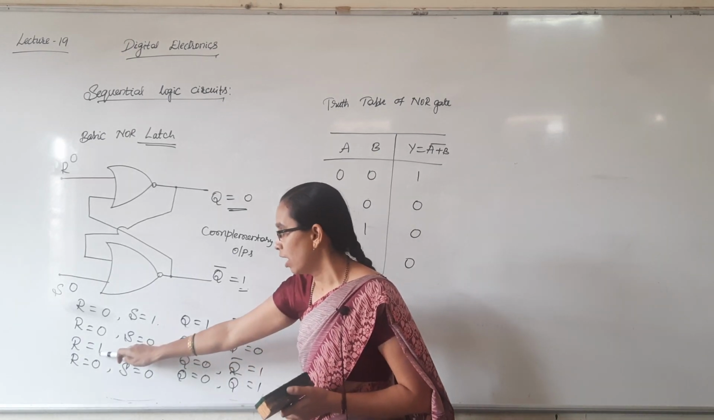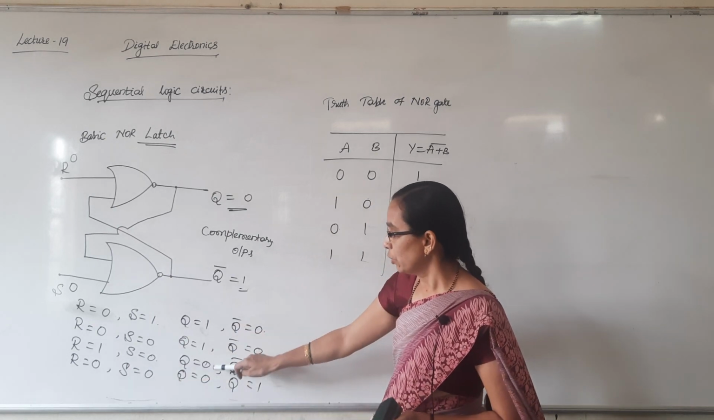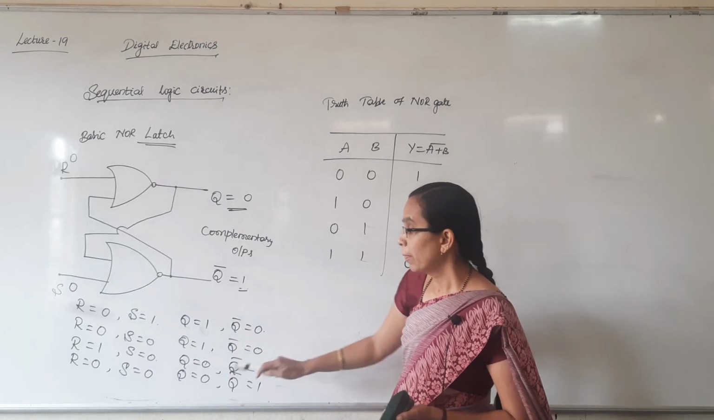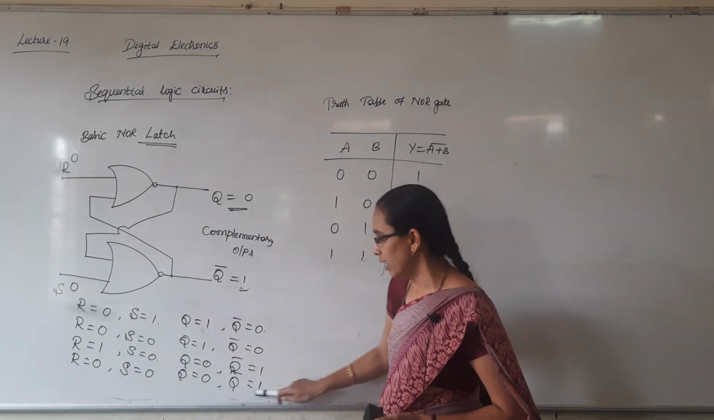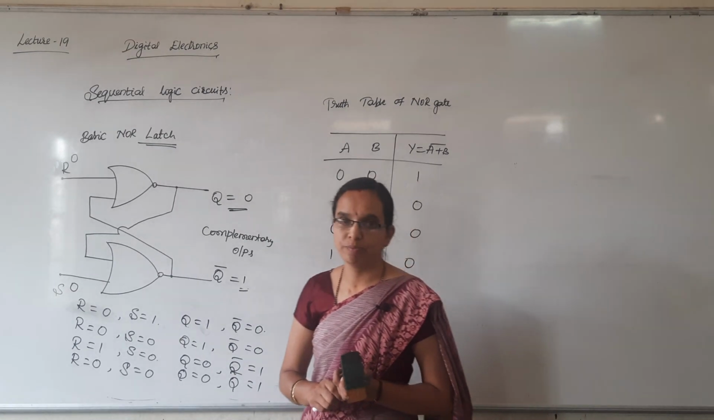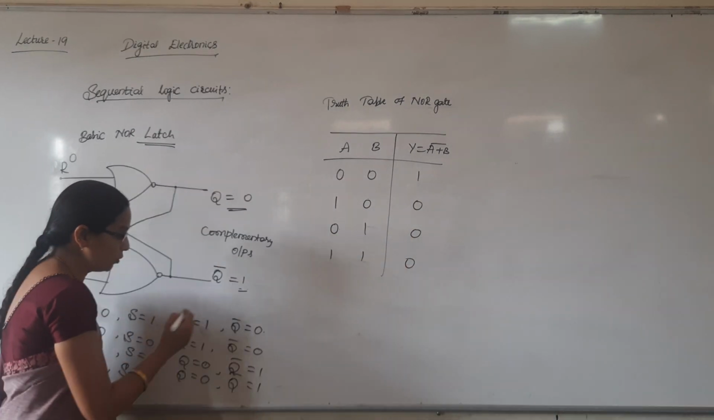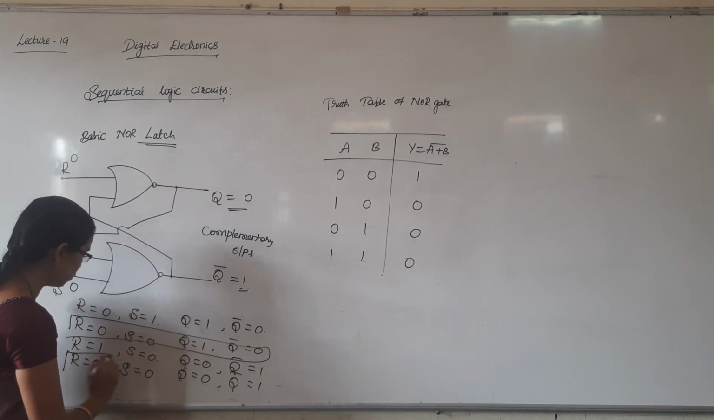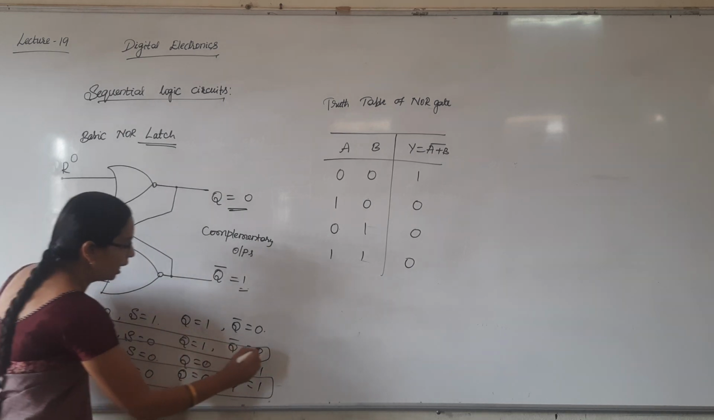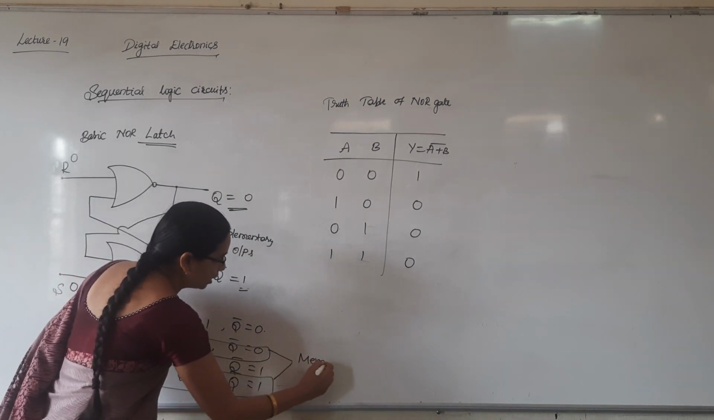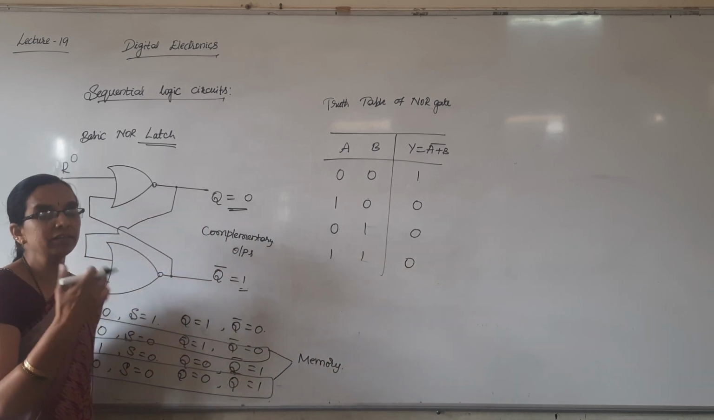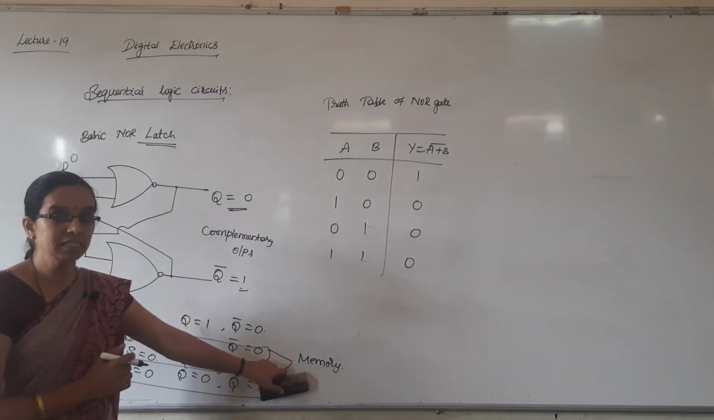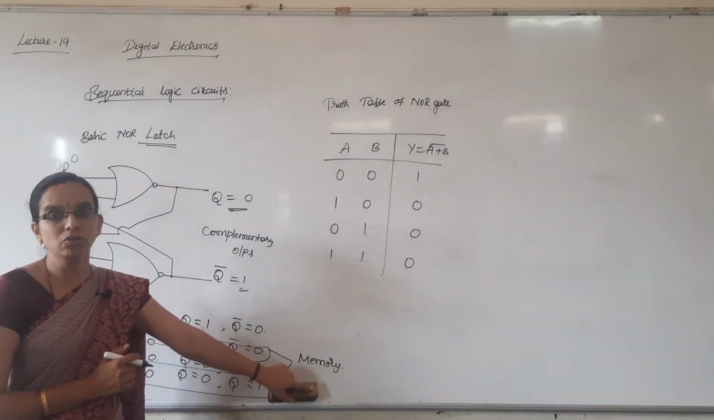Whereas, when I made R is equal to 1, S is equal to 0, Q and Q bar changed, 1 to 0, 0 to 1. But when I made both R and S 0, 0, the circuit again remained in the previous condition itself. That means when R and S are both 0, 0, the circuit is remaining in the previous state itself. That means it is storing the information, that is called memory.